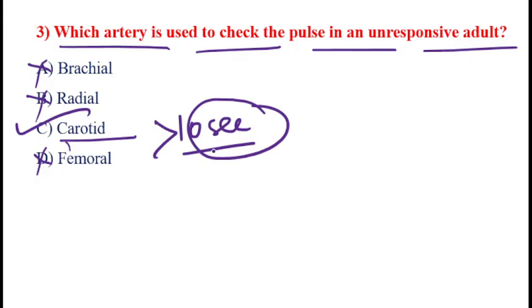So which artery is used to check the pulse in an unresponsive adult? It is the carotid pulse. And the time taken to assess the carotid pulse should not be more than 10 seconds. Within 10 seconds you have to assess the carotid pulsation.